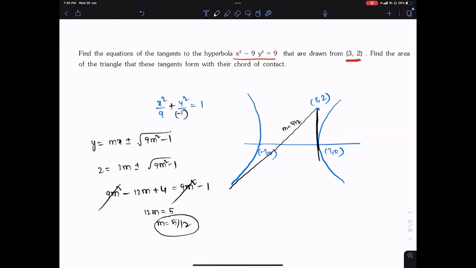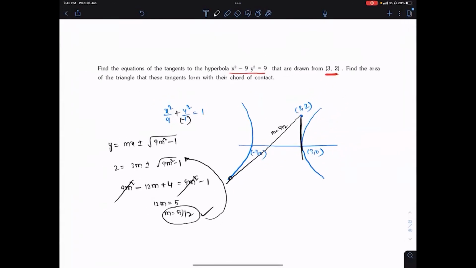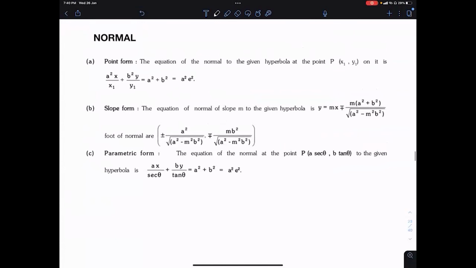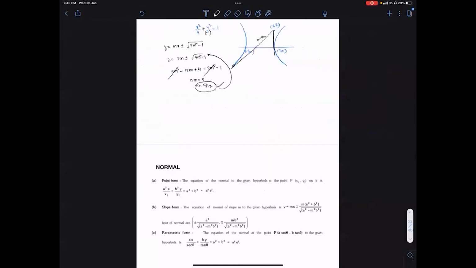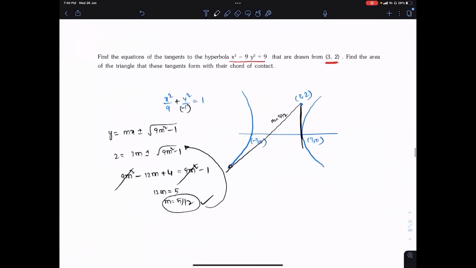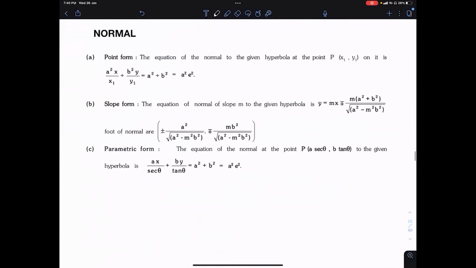Now, once you know the slope, then you will get the equation. Once you know the equation, then you can get the point of contact. We have seen how to find the point of contact: compare it with T equal to 0. So it's the same thing, whatever is there in the ellipse, same thing in case of tangent also we'll get. From an external point, whatever you need, you substitute in the slope form. That's all. Next, normal of the hyperbola.